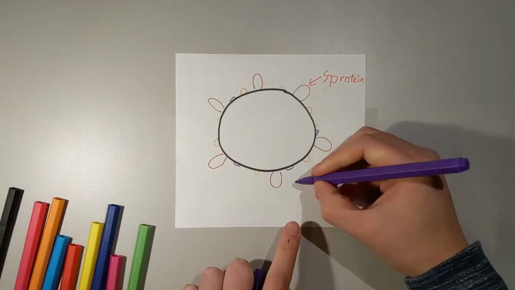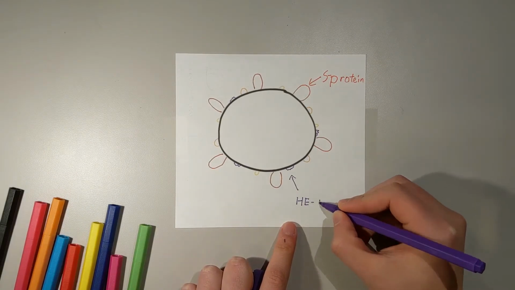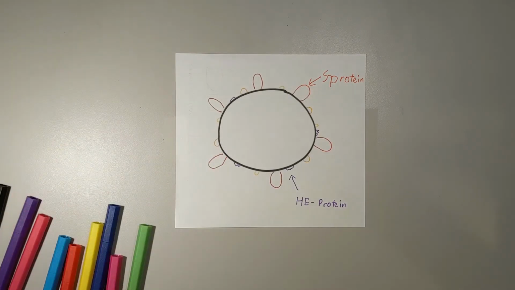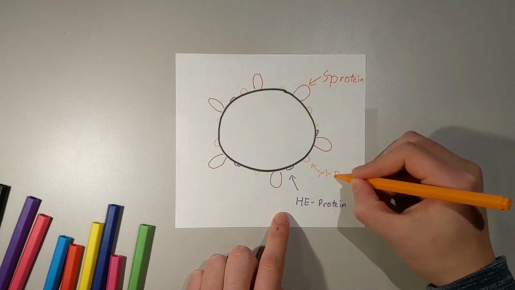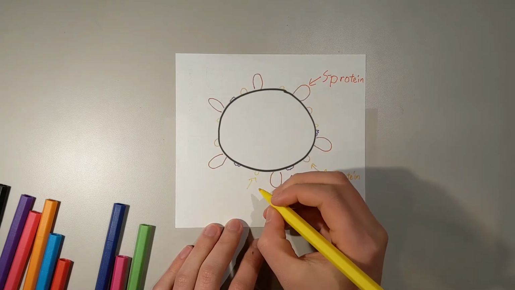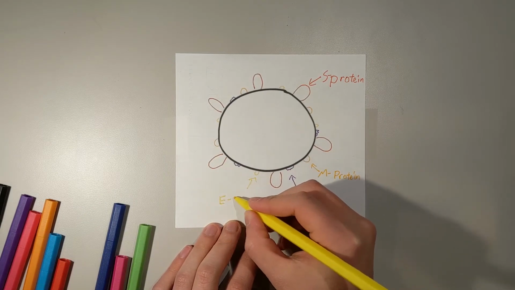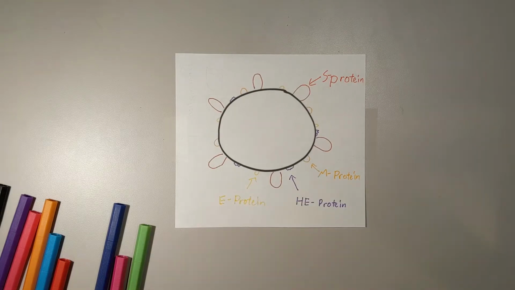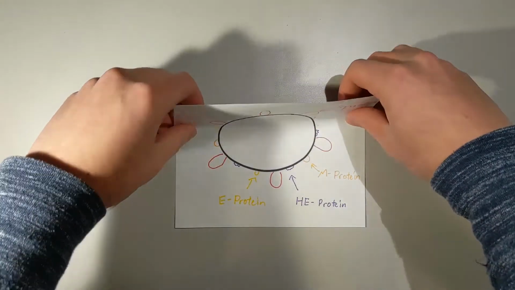Hemagglutinin esterase dimer, or the HE protein, aids this attachment process. The membrane protein, or the M protein, aids in the shaping of the envelope later. The envelope protein, or the E protein, is a very small protein which interacts with the M protein in the forming of the envelope. However, on this model, only the spike proteins are depicted.